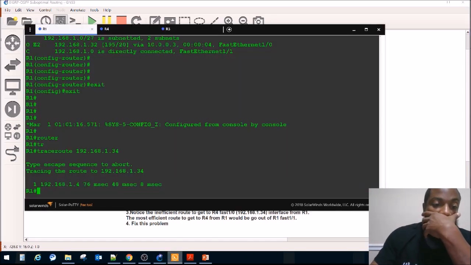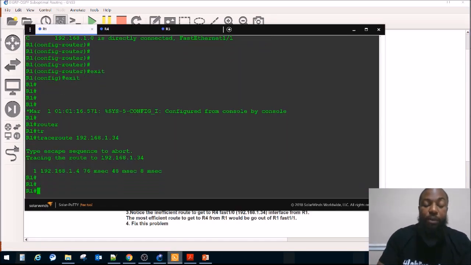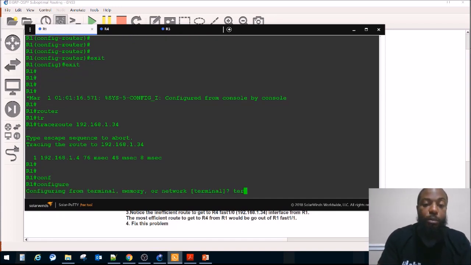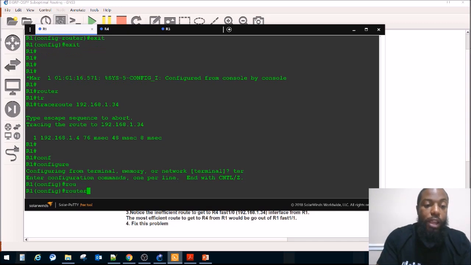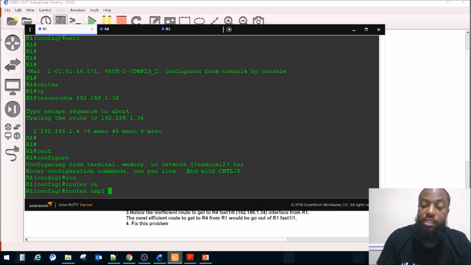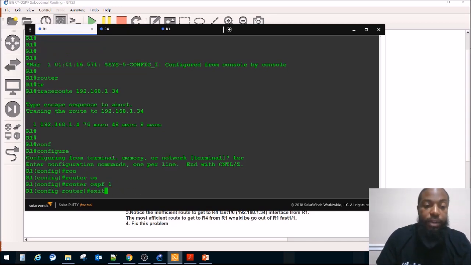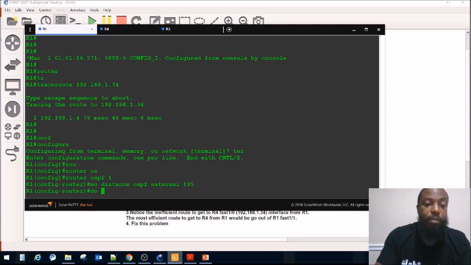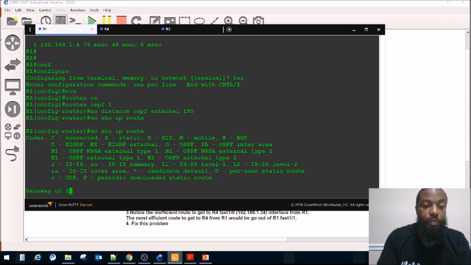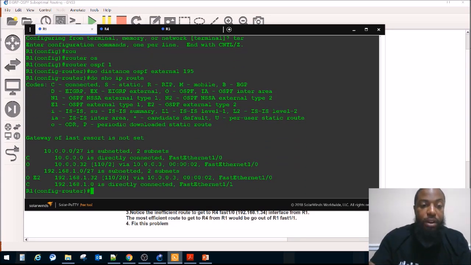Let's change it. Let's get rid of that and try one more way to fix that problem. Configure terminal. We're gonna go right back into that OSPF process, number 1, and let's get rid of that distance command, control A, no. And let's make sure, do show IP route. And you see we changed it back to 110, right?